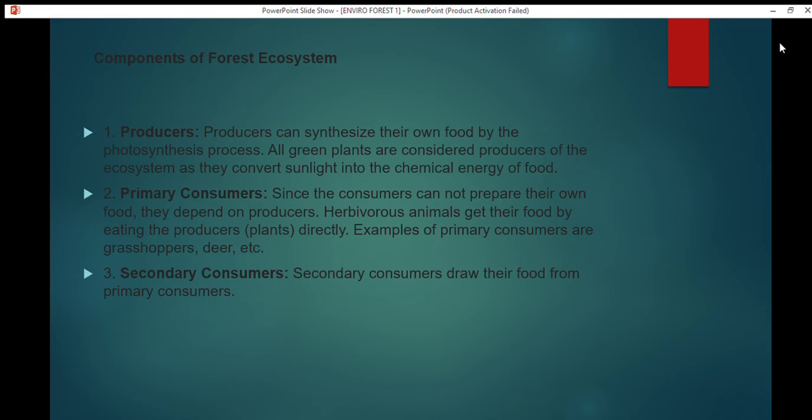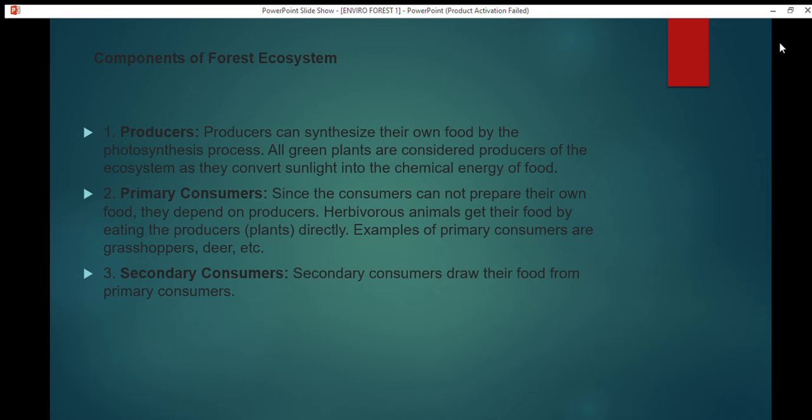Now, primary consumers. For me, I feel like these guys are the most important part of all this. Since the consumers cannot prepare their own food, they depend on producers. Herbivorous animals get their food by eating the producers, plants, directly. Examples of primary consumers are grasshoppers and deer.